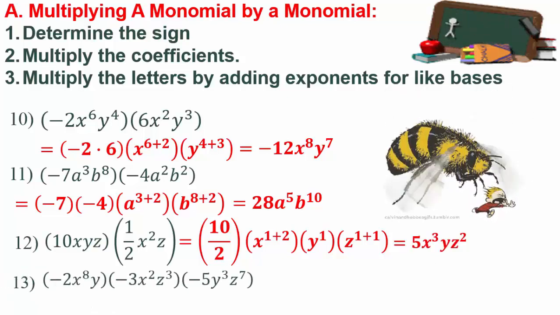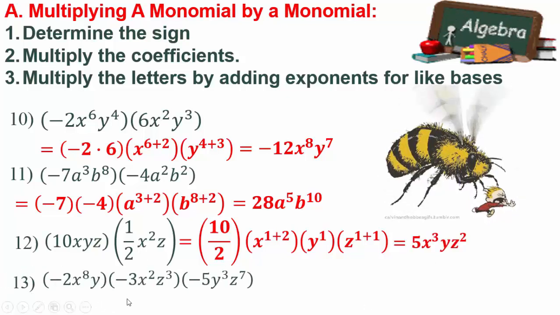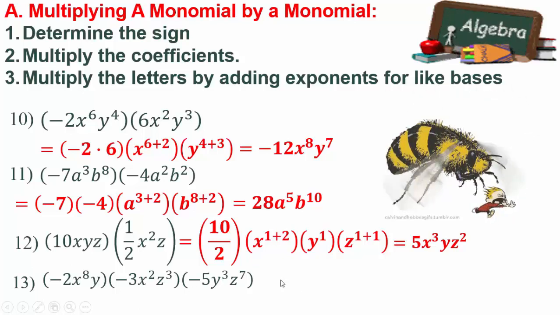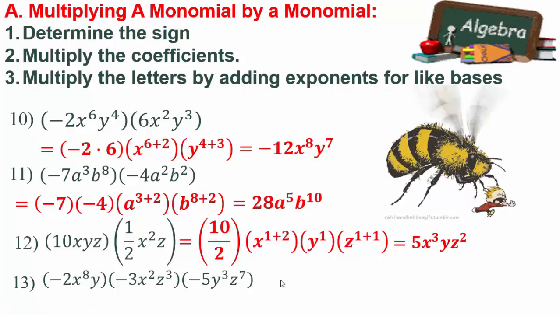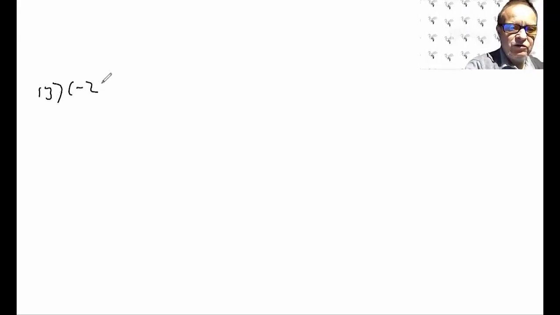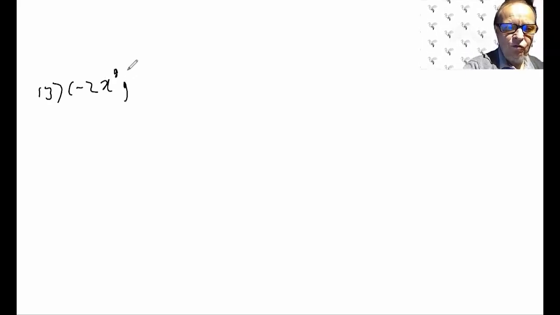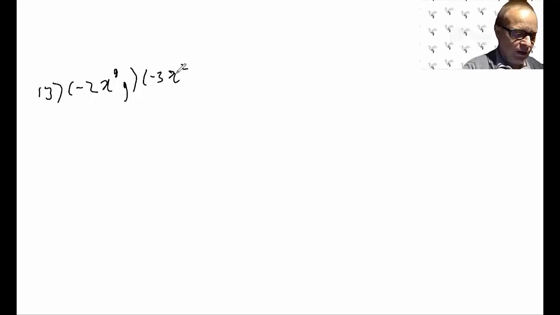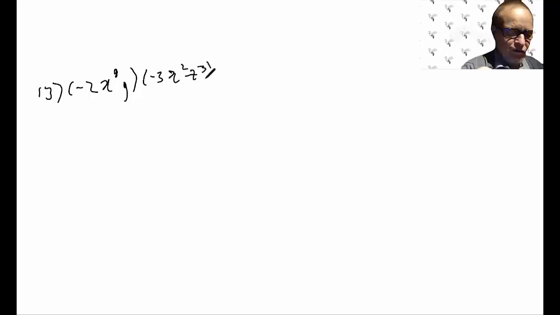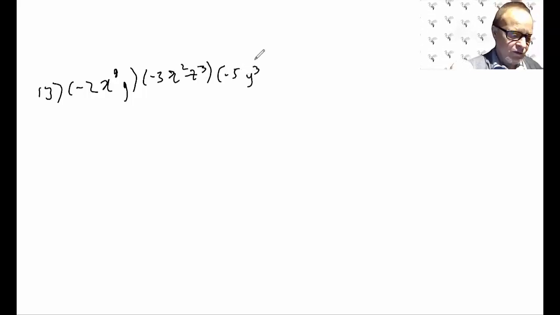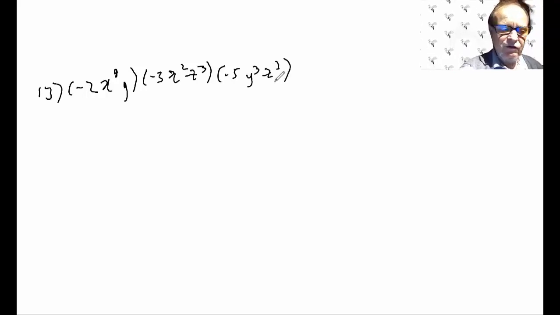In example number 13, well, we have now 3 monomials. So let's go over to the whiteboard and work this out in more detail. In number 13, we have negative 2, 8 to x to the 8th, y. We have negative 3, x squared, z to the 3rd. We have negative 5, y cubed, z to the 7th.